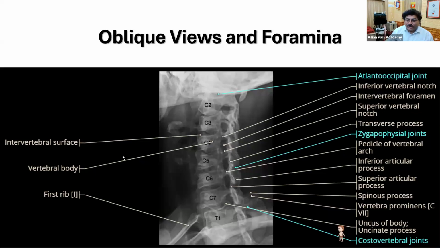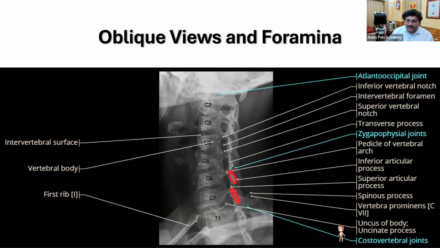So here in the oblique view, what we can see more clearly is the uncinate process in all the areas. We can see the disc and the foramen, and also we can see another structure in the oblique view: these teardrop shaped images.